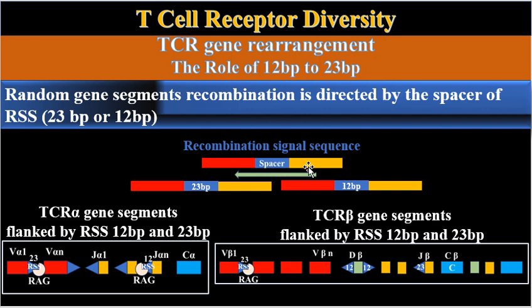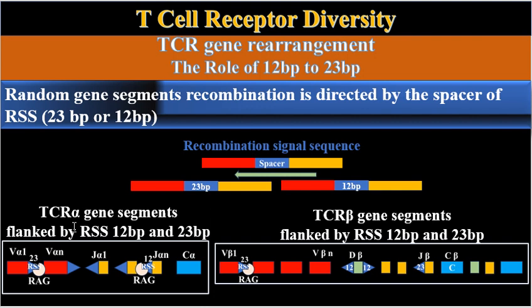Let us first look at the recombination signal sequence. As can be seen here, there is a spacer, which could be 12 base pair or 23 base pair. So random gene segment recombination is directed by the spacer of the recombination signal sequence, which could be 12 base pair or 23 base pair.